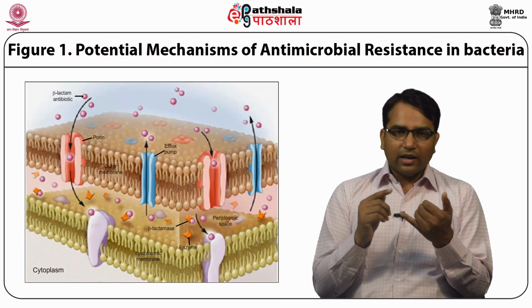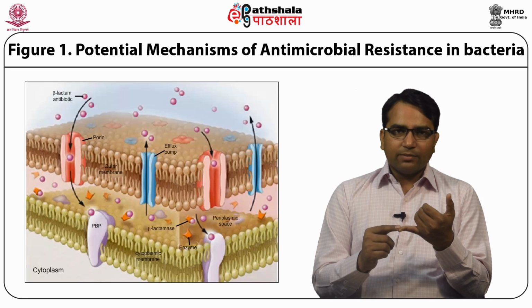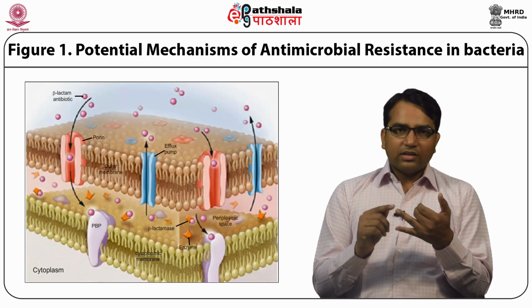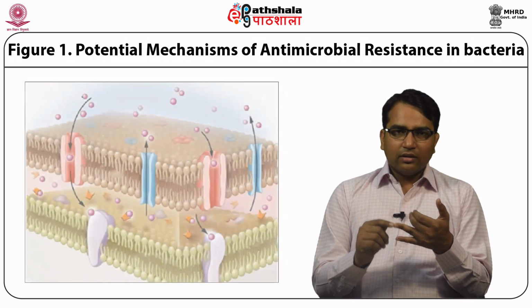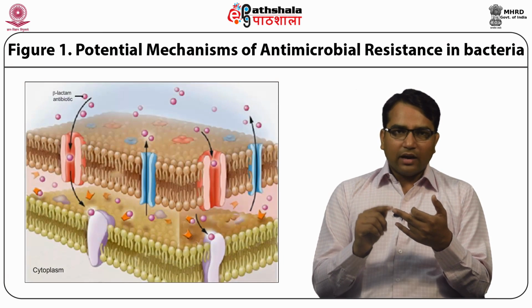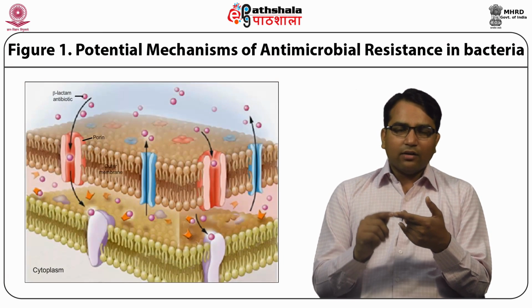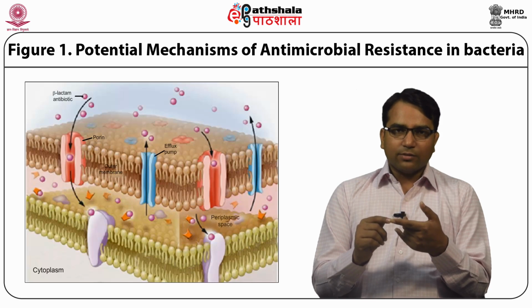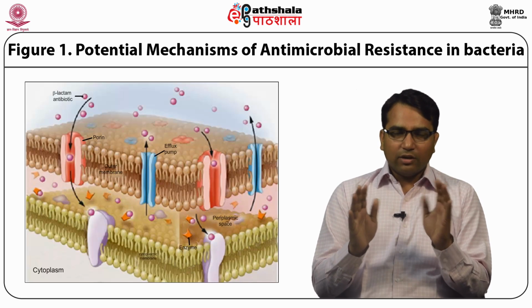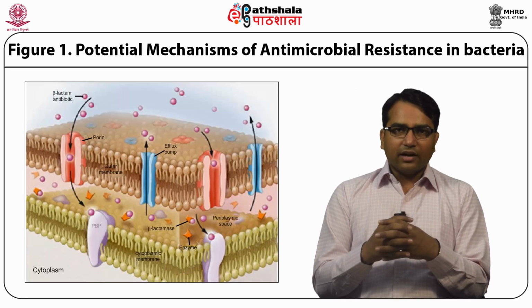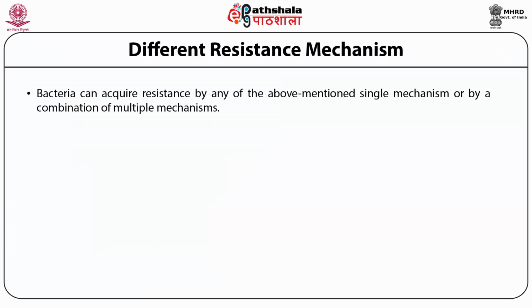which include change in the influx pump, alteration in the target protein, expression of hydrolyzing enzyme, and overexpression or emergence of efflux pump. So for these four mechanisms, you can visualize them in the plasma membrane of bacteria. Bacteria can acquire resistance by any one mechanism described earlier, or by a combination of multiple mechanisms.